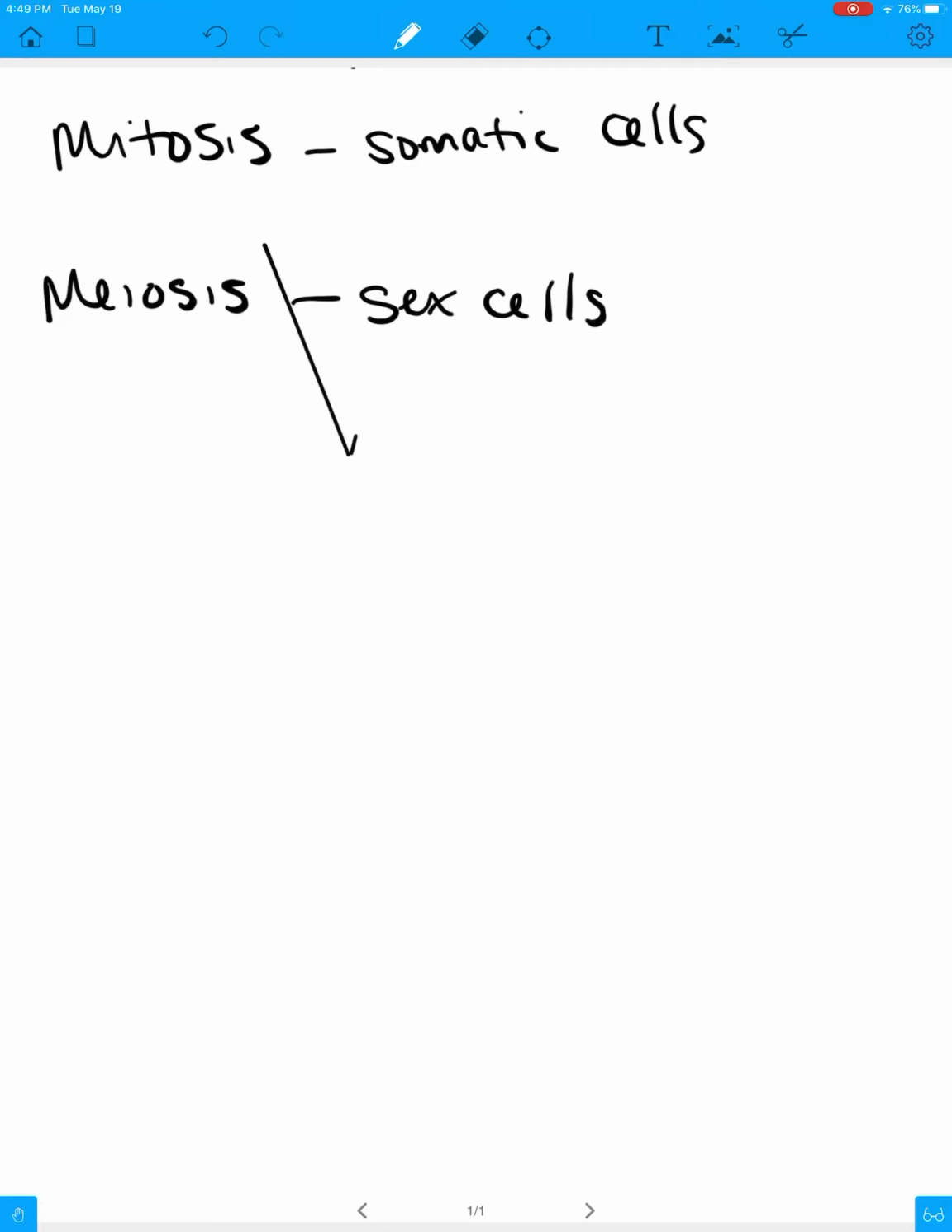Somatic cells are our typical cells, like a skin cell or a liver cell. When you think of most cells in your body, they're somatic cells. Sex cells are specifically an egg in a female and a sperm in a male. I sometimes call these gametes. Meiosis is a separate video from this one. This video will focus specifically on mitosis.